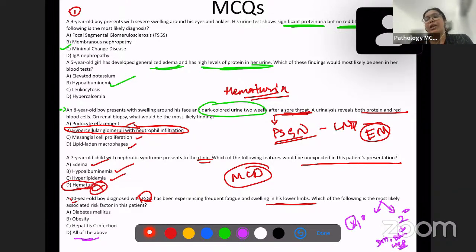What do we see in primary FSGS? It is idiopathic and it may have foot process effacement, and in light microscopy you're going to see segmental sclerosis of glomeruli. So this is what you can see.